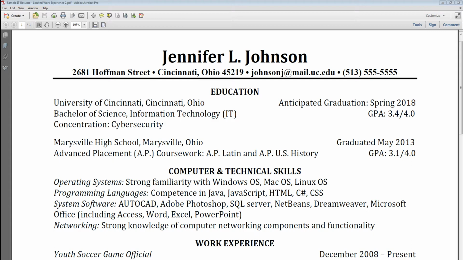I am going to take some of your time today to show you how to draft and create an IT co-op resume. So on your screen right now, what you'll see is an example of an IT co-op resume from an actual student at the University of Cincinnati, which I've adapted a little bit for purposes of this example.